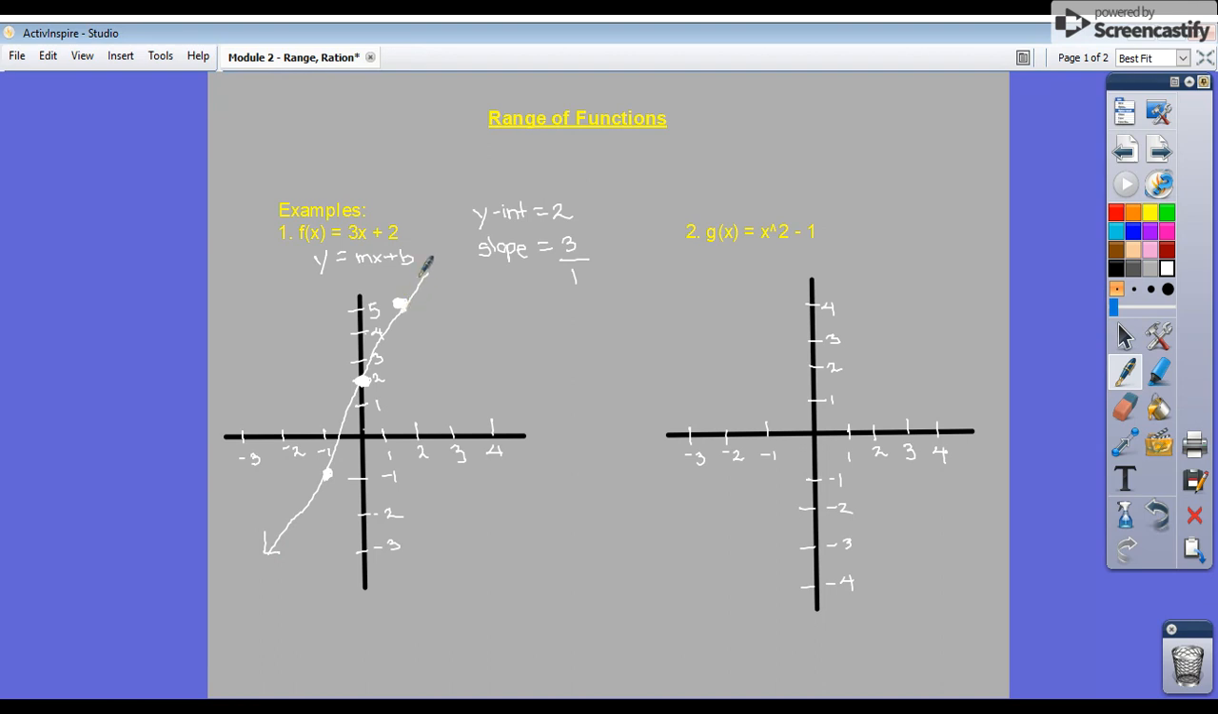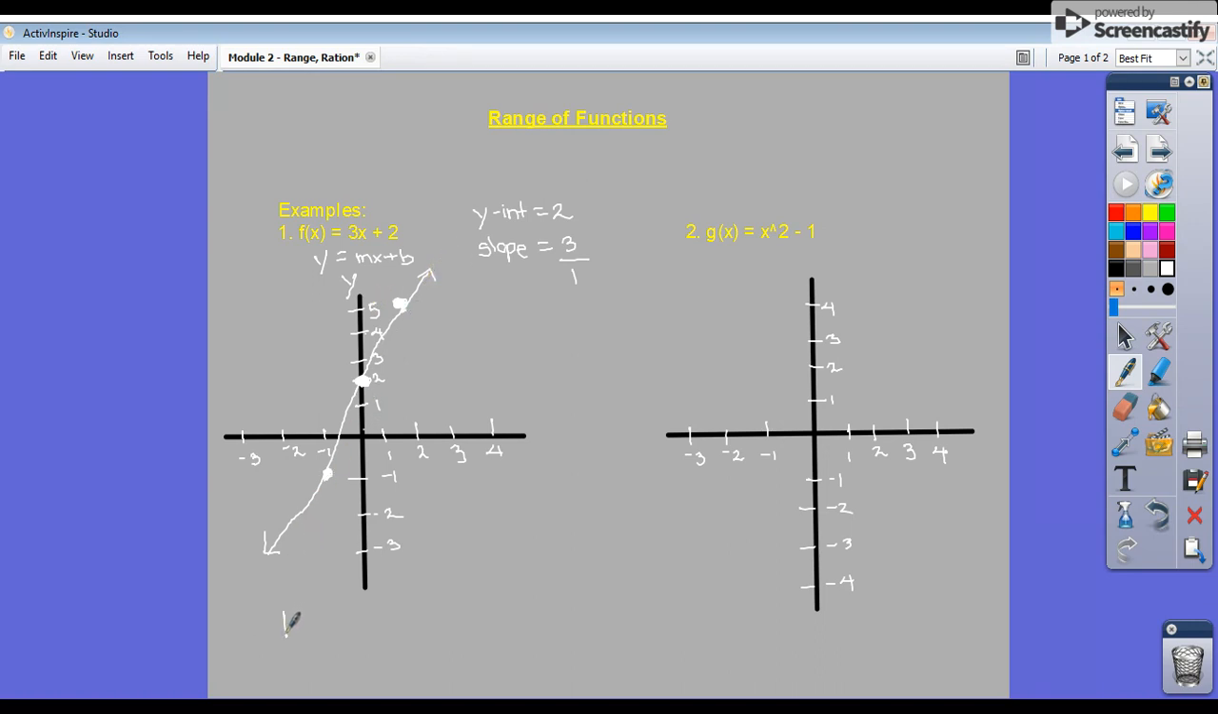From here, you're looking at the y values being used. So if you look at the y-axis from negative infinity to positive infinity, look at this part of the line. Where is it going downwards to? It's going down to negative infinity. It goes on and on downwards. And as I go up the y-axis, all these y values are being used, and it's going to go all the way up to positive infinity.